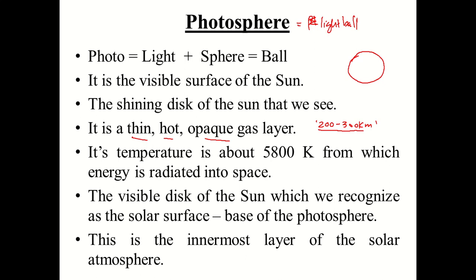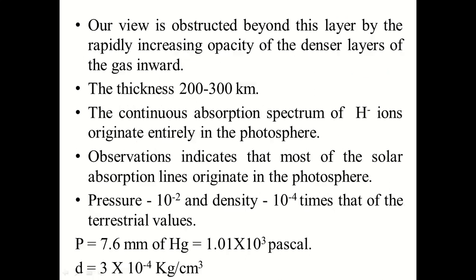The visible disk of the sun, which we recognize as the solar surface, is the base of the photosphere. And I told you this is the innermost layer of the solar atmosphere, to which our eyes can penetrate through the superficial transparent layers. Our view is obstructed beyond this layer by the rapidly increasing opacity of the denser layers of the gases inward.